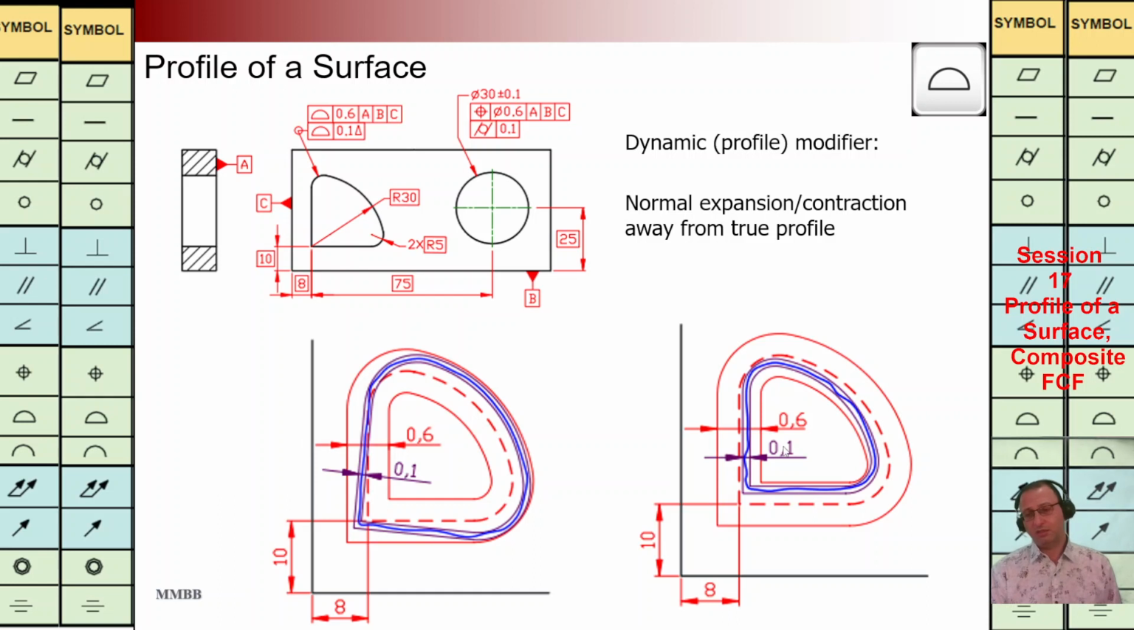At the bottom right, again, it is the same. This wavy profile can move and rotate in the interval of 0.6. What is the meaning of this triangle here? It is the dynamic modifier. By having this triangle, or dynamic modifier, we can have normal expansion or contraction away from the true profile. As we can see at the bottom left, we have expansion. At the bottom right, we can see it has contraction, and it is because of this dynamic modifier.